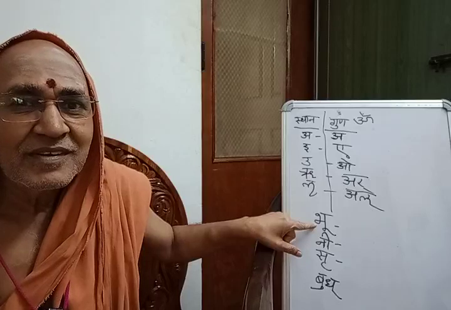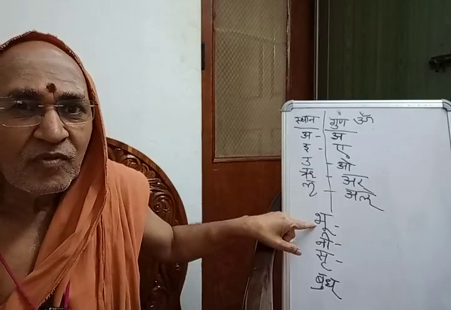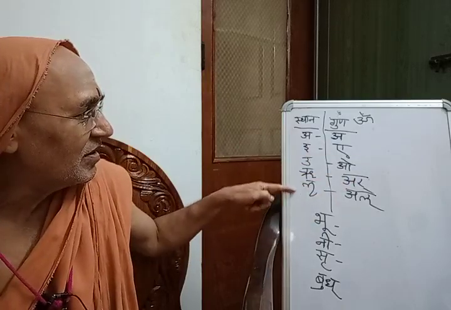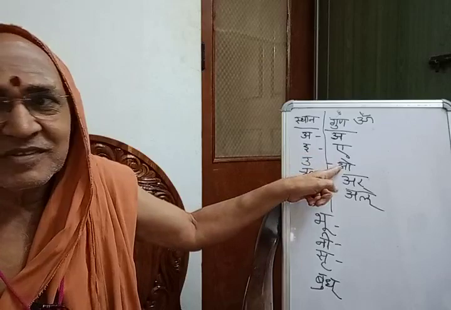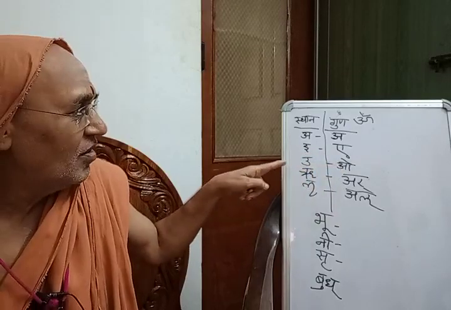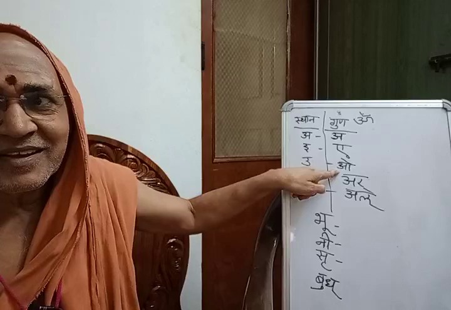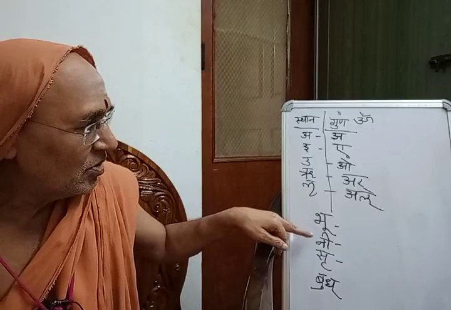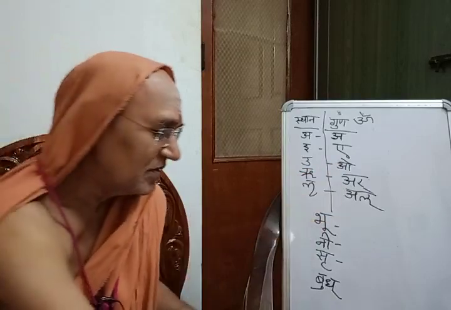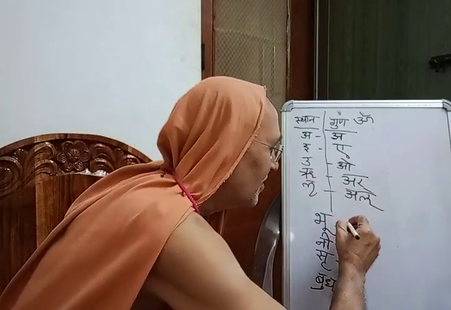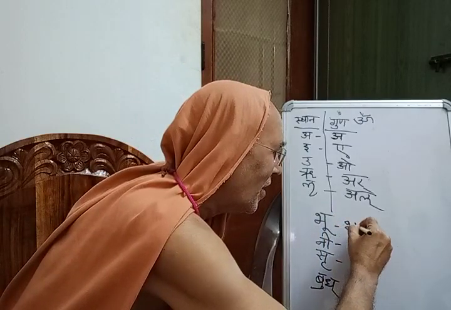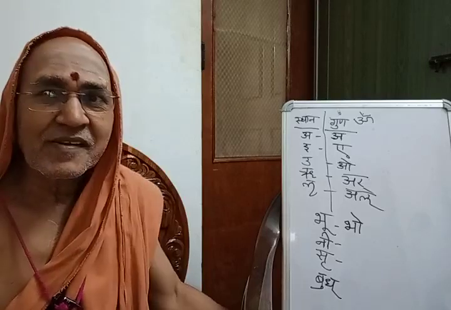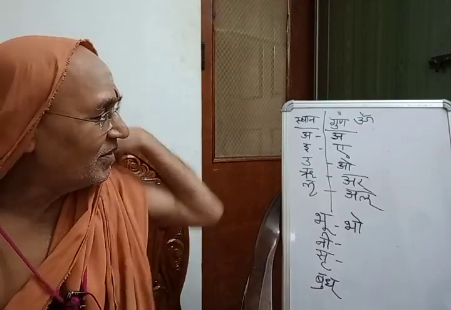In the bhu dhatu, the final vowel is u. For u, guna adesha should come. Which adesha comes here? You can see, for u, o comes. For u, o is the guna ordained here. So the final vowel takes guna. These are the gunas. So u takes o, and bhu becomes bho.